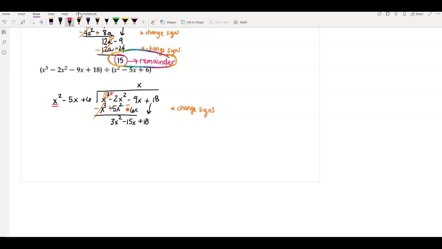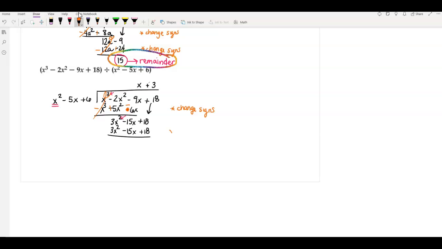Once again, what do I need to multiply this x squared by to get 3x squared? Well, we multiply it by 3. Now I take that 3 and multiply it by everything in our divisor. So 3 times x squared is 3x squared. 3 times negative 5x is negative 15x. 3 times 6 is 18.